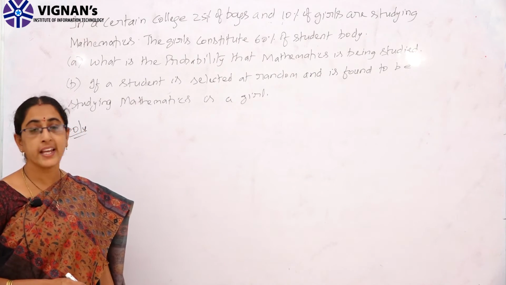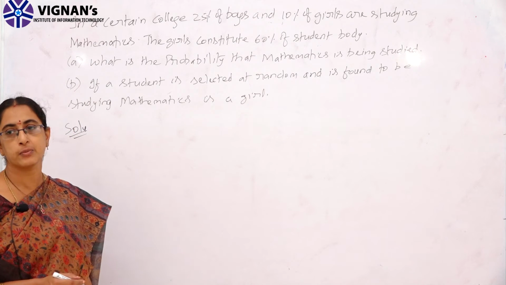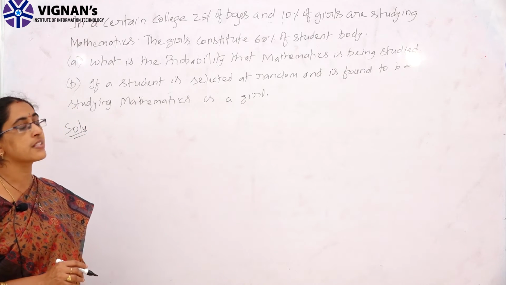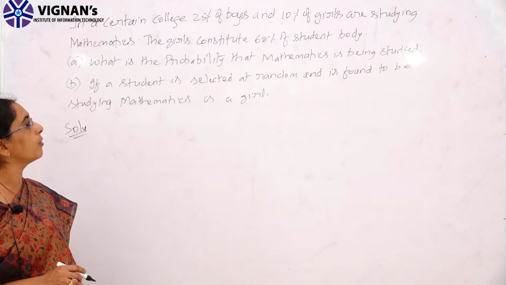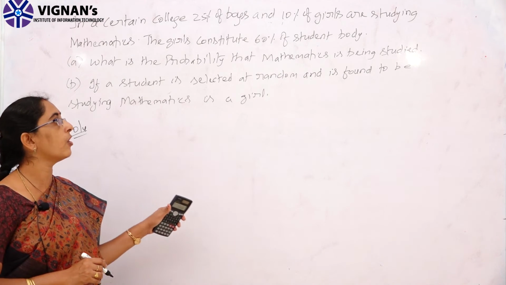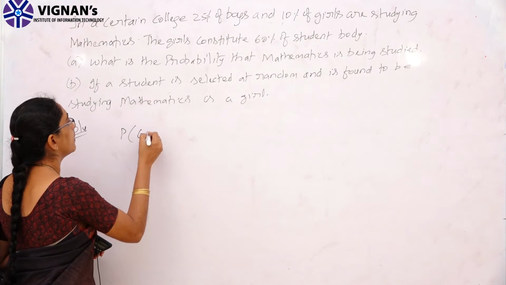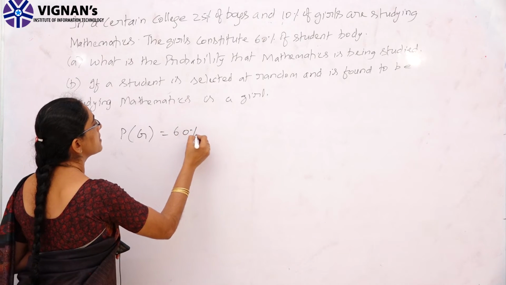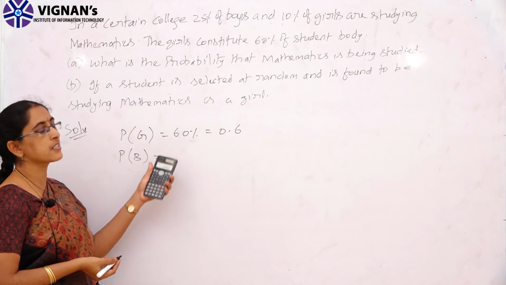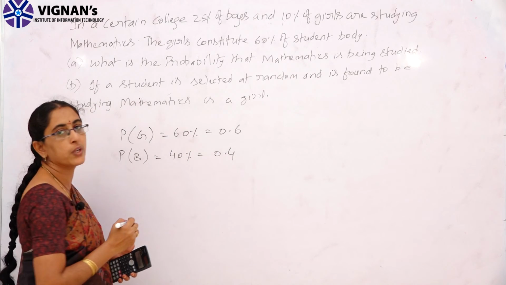So, if you see the problem on Bayes' theorem, in a certain college 25% of boys and 10% of girls are studying mathematics, right. So, in a class they are discussing the subject mathematics here. The girls constitute 60% of the student body, and we need the probability that mathematics is being studied, and second, if a student is selected at random, the probability that mathematics is being studied by a girl. We have to find that here.